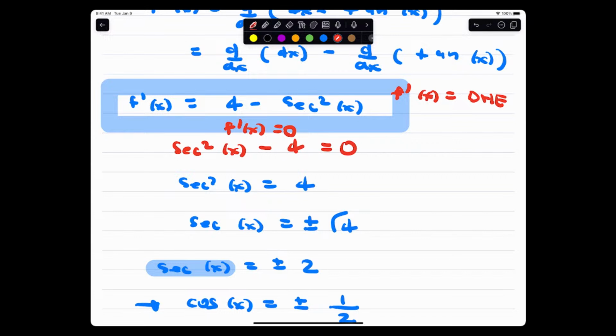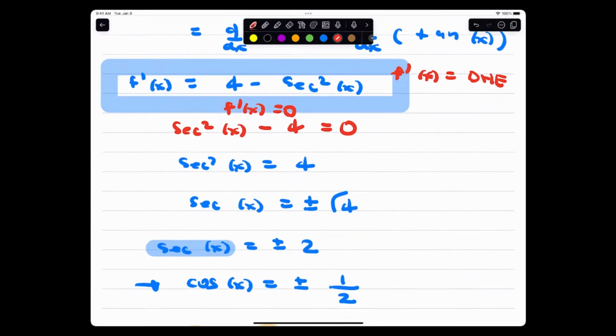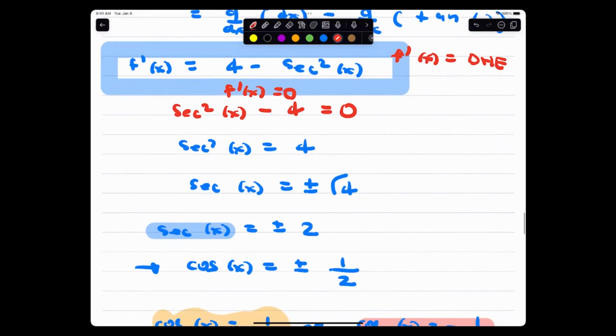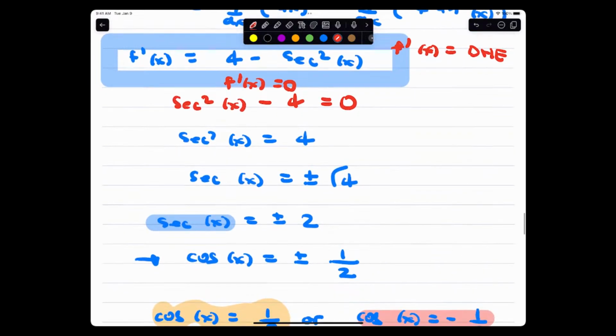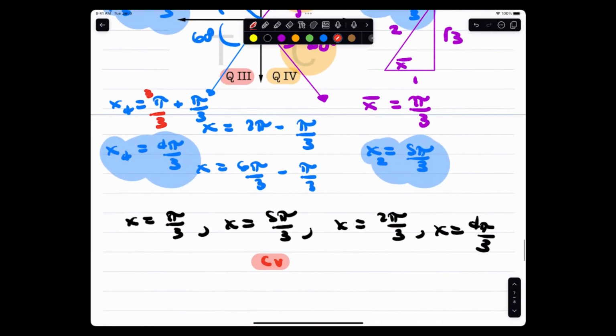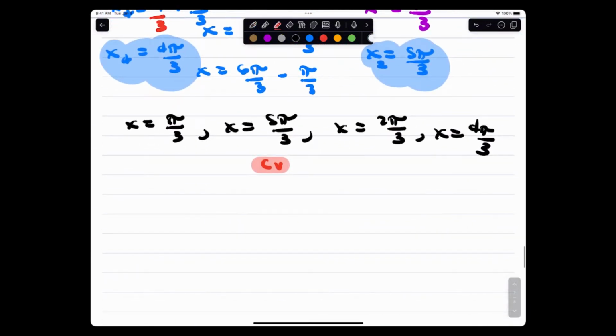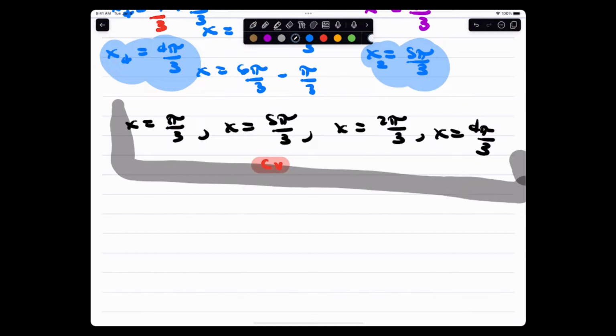What do I know about secant? I have a problem at secant, don't I? I think it's the same for tangent. Is that true? Pi over 2, 3 pi over 2. So we're good. Here's the point. We're done, ladies and gentlemen.